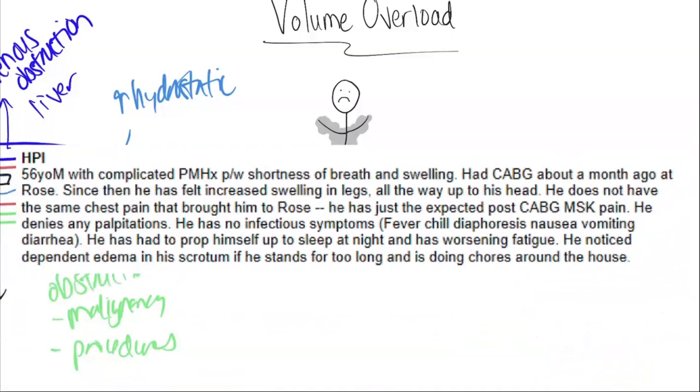So he's a 56-year-old male. He has a complicated past medical history. He's coming in with shortness of breath and swelling. He had a CABG about 1 month ago at Rose. Since then, he has felt increased swelling in his legs all the way up to his head. He doesn't have the same chest pain that happened at Rose, just expected post-CABG musculoskeletal pain. No palpitations, no infectious symptoms. He says he has to prop himself up at night to be able to sleep. He also has some worsening fatigue. And then he notices some kind of edema in his scrotum if he stands for too long when he's doing chores around his house. Any thoughts about that?